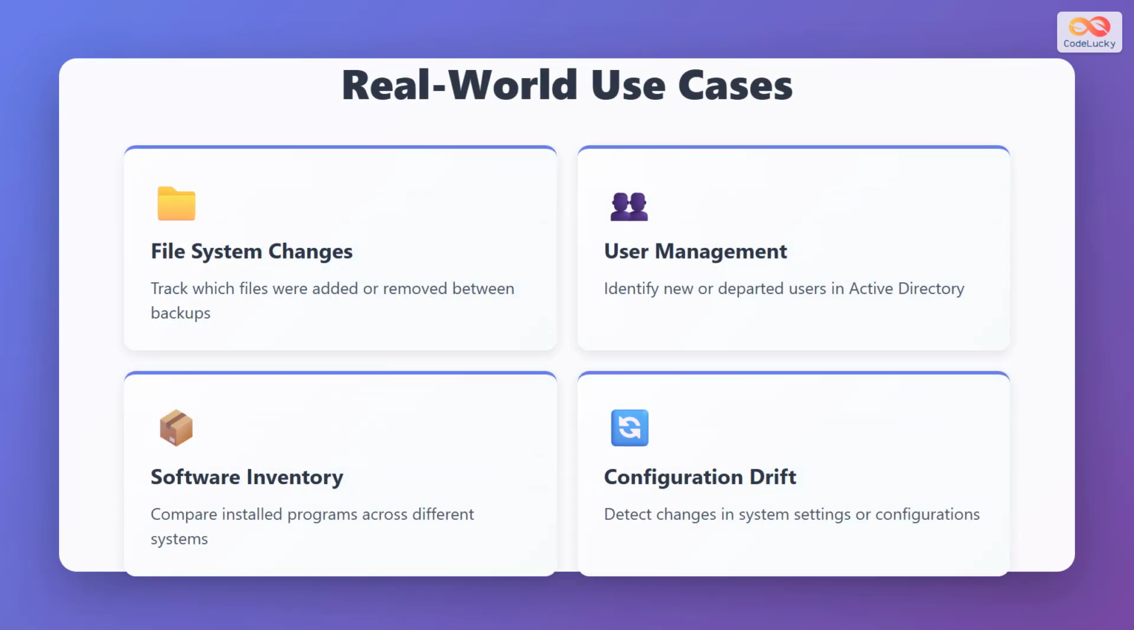Compare-Object is incredibly useful in real-world scenarios. You can track file system changes by comparing directory listings to see which files were added or removed between backups. In user management, you can identify new or departed users in Active Directory by comparing user lists. For software inventory, you can compare installed programs across different systems to ensure consistency. You can also detect configuration drift by comparing system settings or configurations to identify unauthorized changes. These are just a few examples of how Compare-Object helps you maintain and monitor your IT infrastructure.